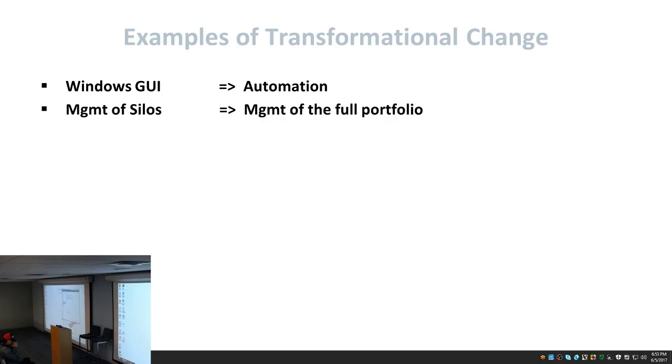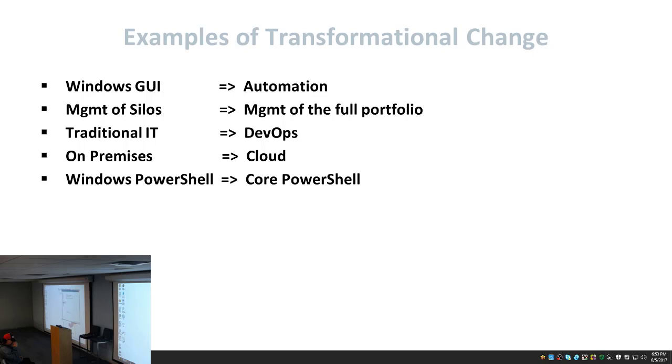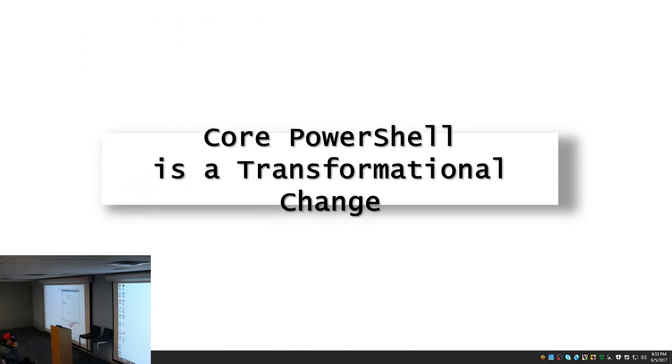Managing silos to managing your entire portfolio, that is a transformational change. Going from traditional IT to DevOps is a transformational change. Going from on-premises to the cloud is a transformational change. And going from Windows PowerShell to core PowerShell. Windows PowerShell is the Windows-only version. Core PowerShell is the open source cross-platform version. That is a transformational change. So, core PowerShell is a transformational change.